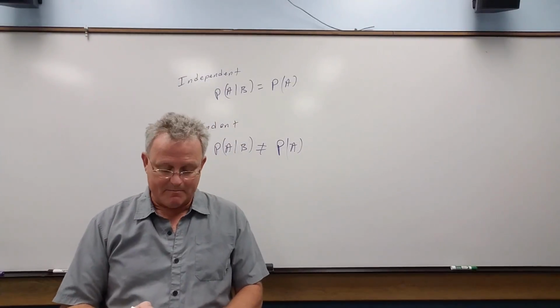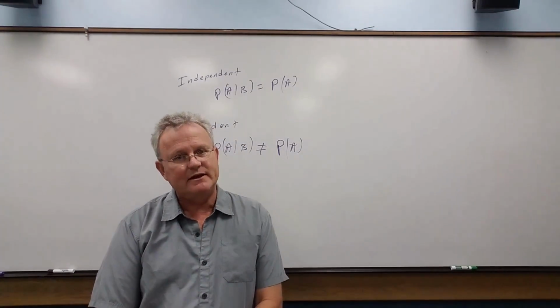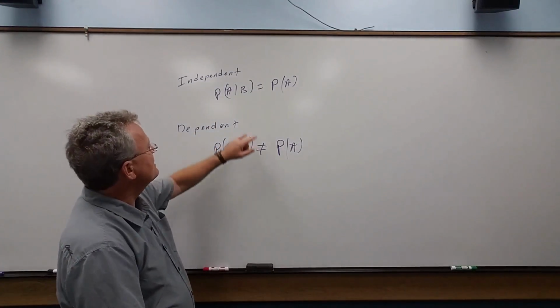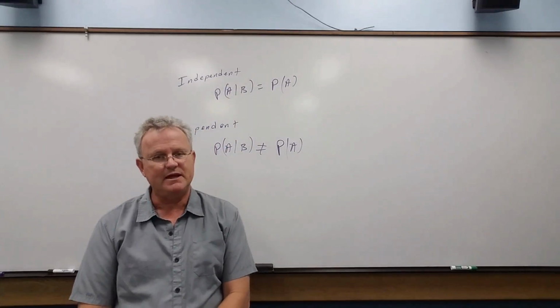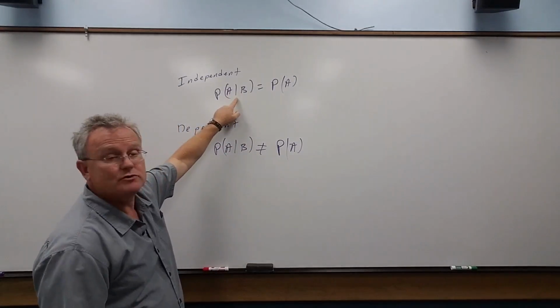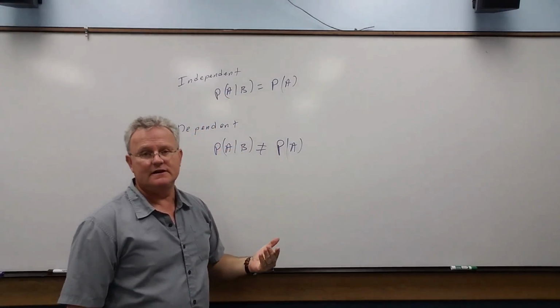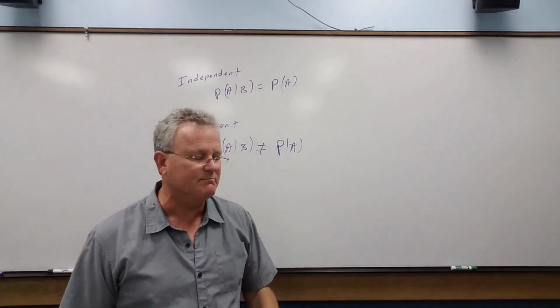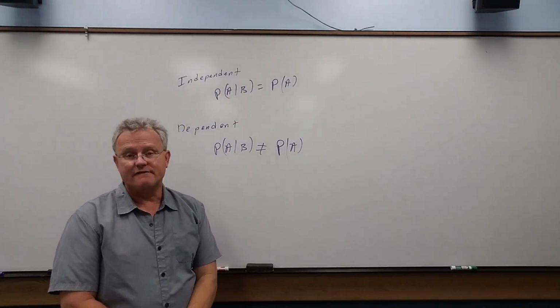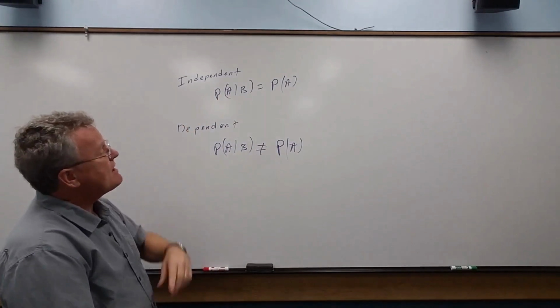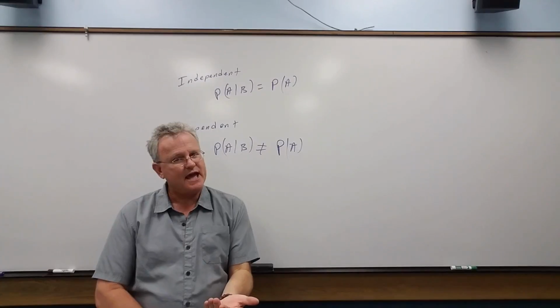Okay, so here I'm going to talk about independent and dependent events, and we're going to talk about the two events A and B. This notation means the probability of A given that B happened. It doesn't mean the probability of A divided by B. It means the probability of A given that B happened.